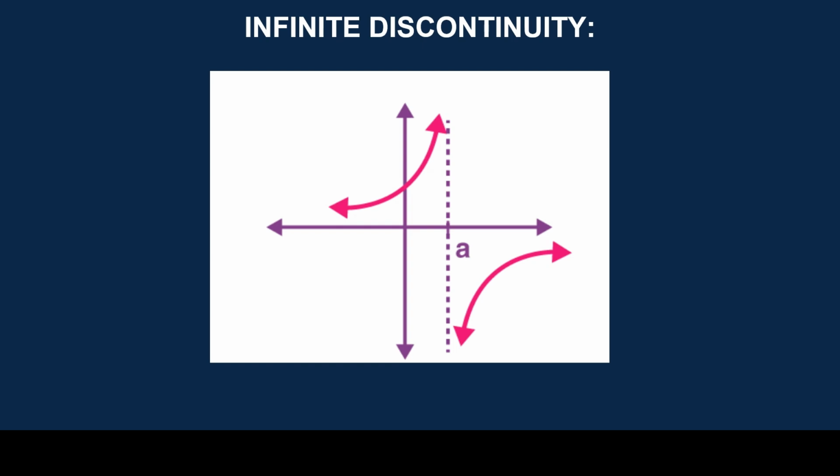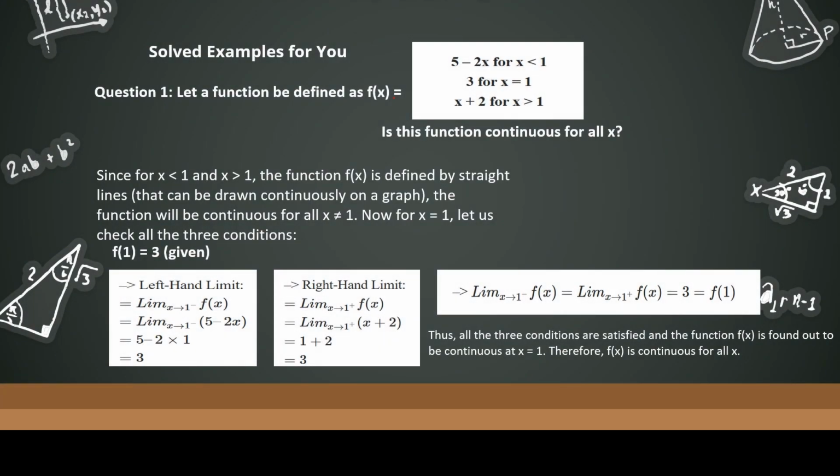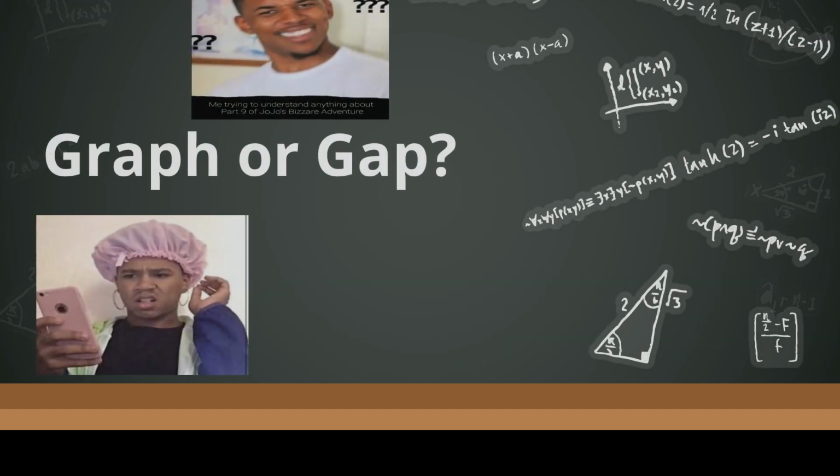Okay. Now that we understand the types of discontinuities, let's apply these concepts to solve an example problem. Here is an activity for me to know if you really understand the different types of discontinuity. We have a title, we call it Graph or Gap. Are you ready? We were born ready.